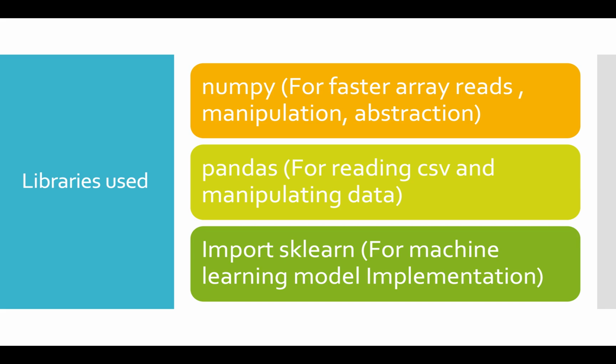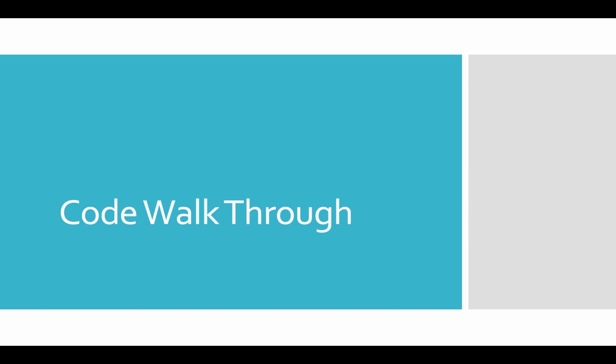And then for the project we'll be using the following libraries. NumPy is for faster array reads and writes, and it also provides the 2D array or multi-array abstraction, which is not present in Python by default. Then we are using pandas. This is for reading CSV files and manipulating the data. Then scikit-learn provides the machine learning implementations of SVM and naive Bayes. Now we'll do the code walkthrough.